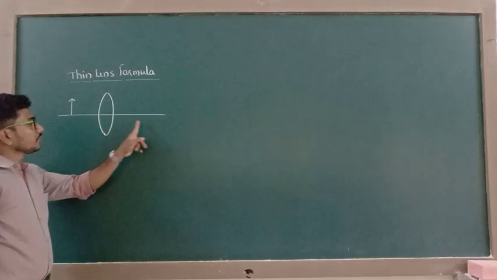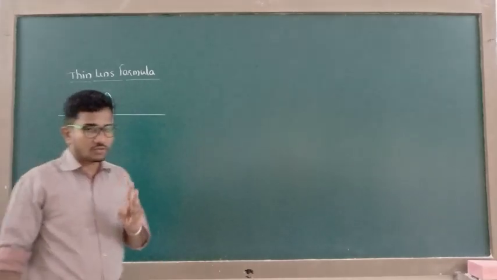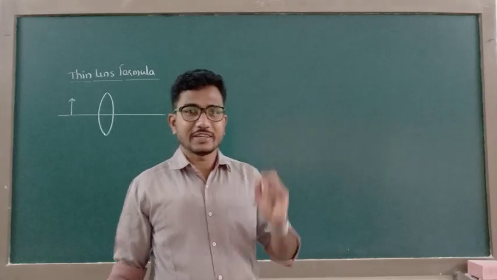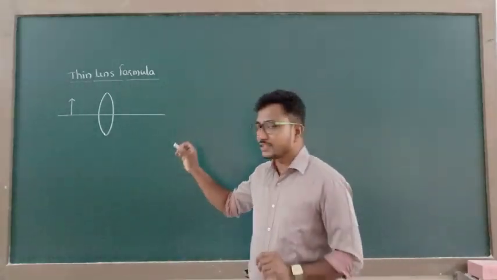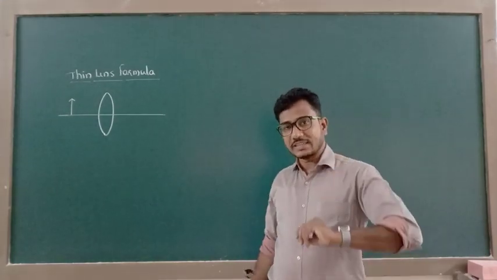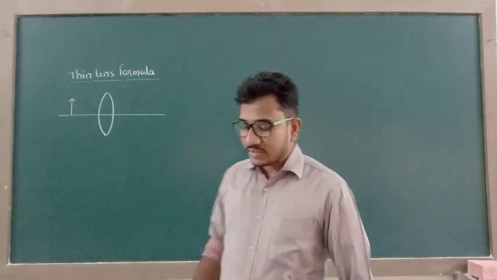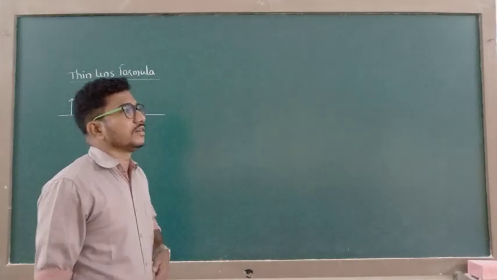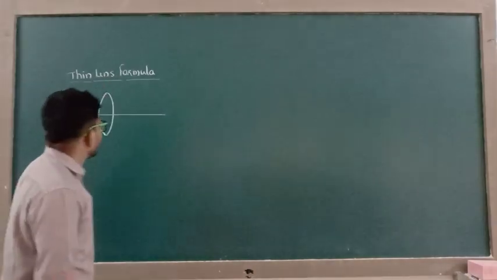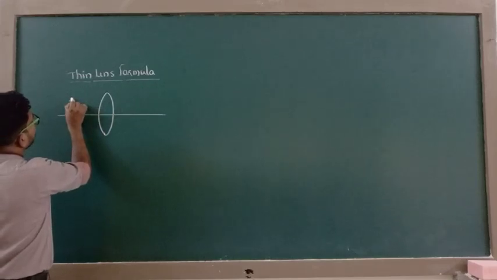In order to plot the position of the image of this object, we know that there is a need of two incident light rays and hence two reflected or refracted light rays. Here we are discussing refraction through the lens, so there is a need of two refracted light rays. So I am going to consider two incident light rays. We know the nature of the light rays while plotting the position of the image. The first light ray, let us consider, is parallel to the principal axis.